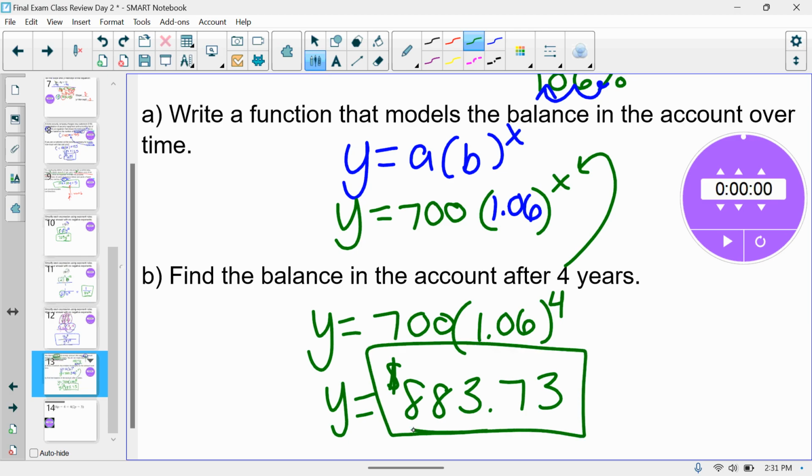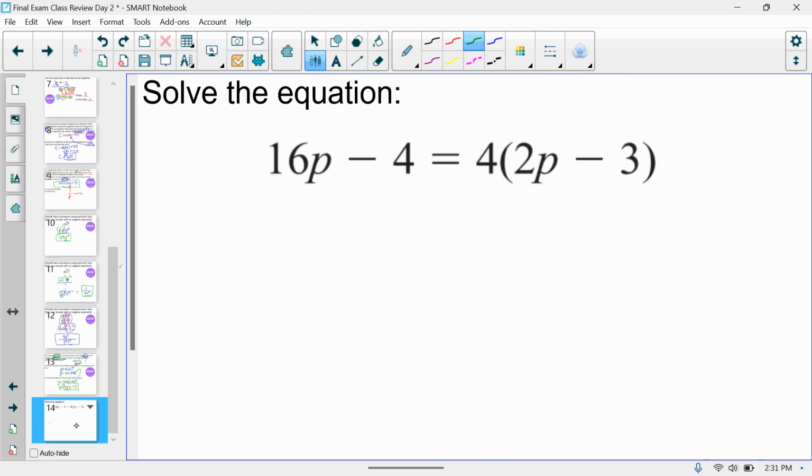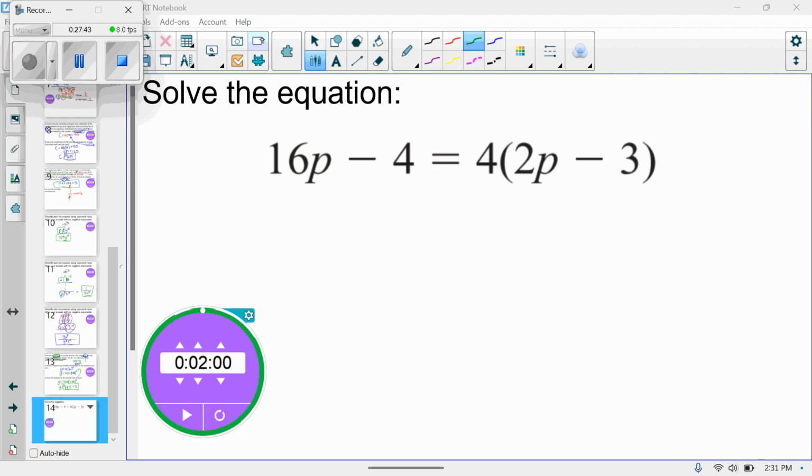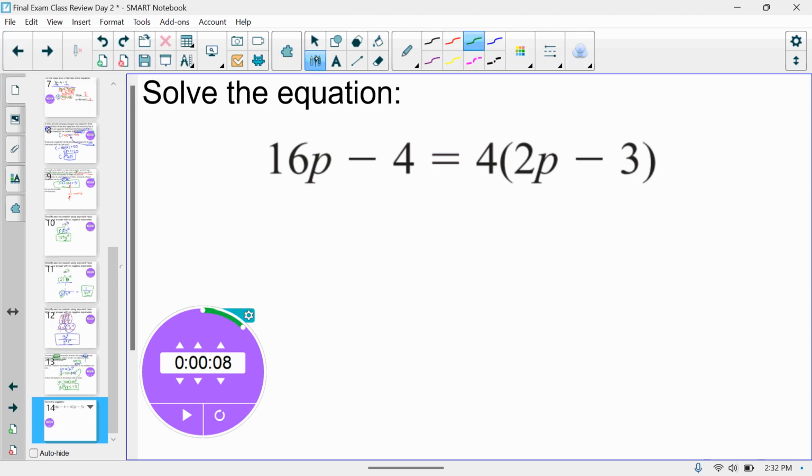All right, last one. I told you there's going to be one equation solving problem on your exam. Let me tell you, it is going to look just like this. So if you did not get p equals -1, try and look for your mistake here.